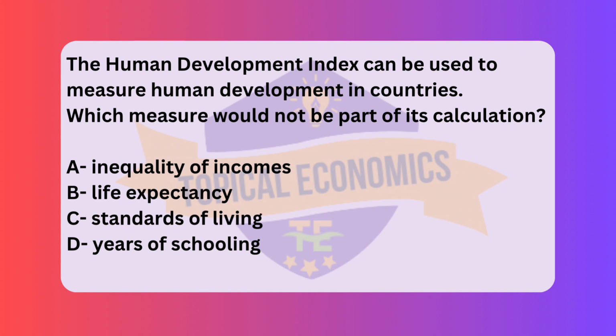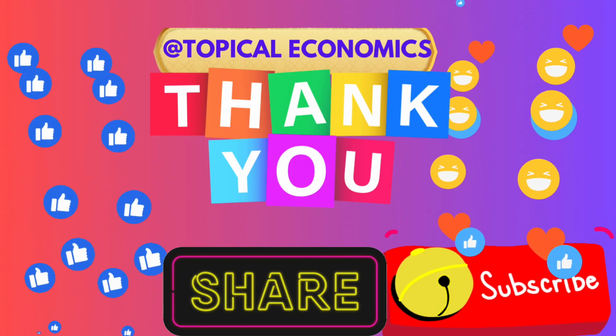Lastly, option D, years of schooling, are a central component of the HDI's education dimension. It includes two measures, mean years of schooling, which reflects the average number of years of education received by people aged 25 and older, and expected years of schooling, which measures the total number of years of schooling a child entering the education system is expected to receive. Both indicators are used to assess the level of education in a country, and they are part of the HDI calculation.